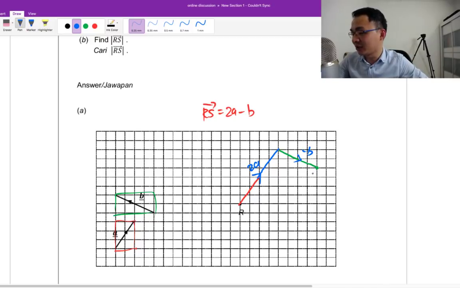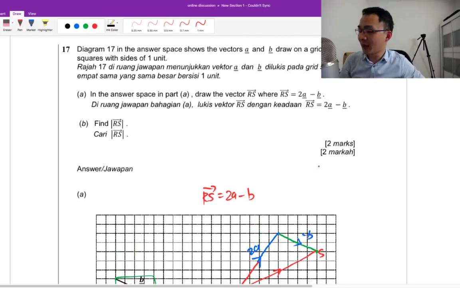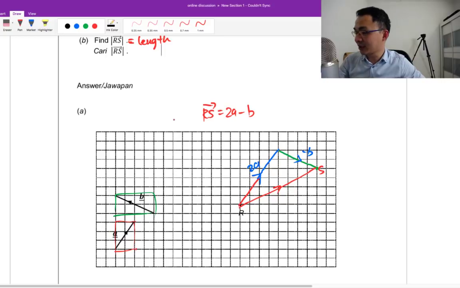lines over here are not your vector. Your vector should be this one, RS. These two lines just help you to find RS. Your real vector is RS only. Then what is part B? Part B asks you to find the magnitude. Magnitude basically means they ask you to find the length. So for the length, you just calculate how many units you have here.